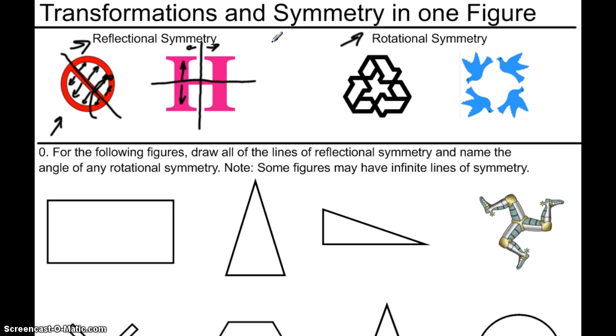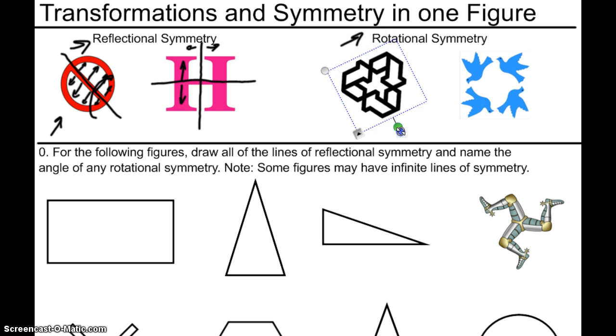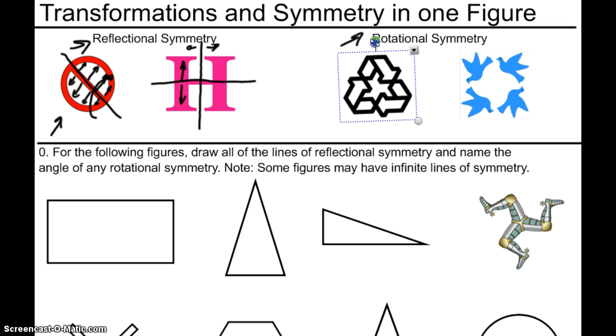We can also have rotational symmetry. Rotational symmetry means that we would rotate the object, just like this, and after a certain number of degrees of rotation, we would get back to the original object. Both of these images here have rotational symmetry.